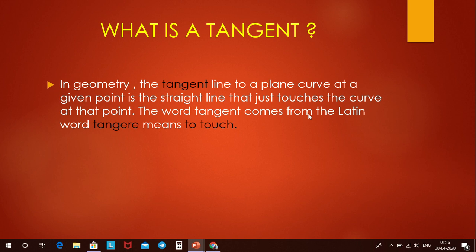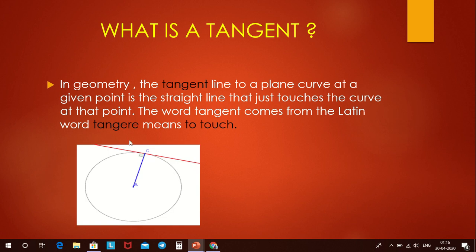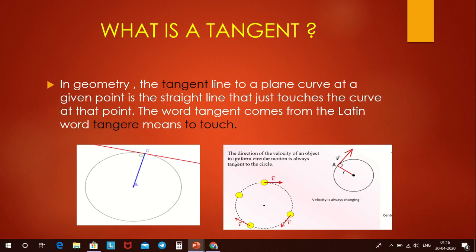The word tangent comes from the Latin word tangere, means to touch. In very simple words, tangent means it is a line which touches a curve or a circle just at one point. Let us see this figure. This red line is the tangent, because this red line is touching this circle at only one point, that is C. Let us see another figure.